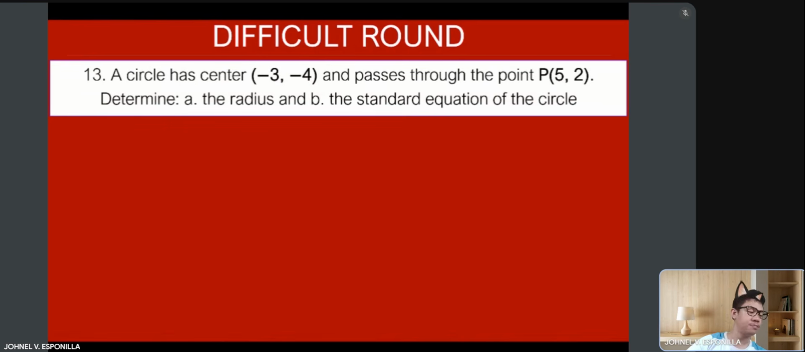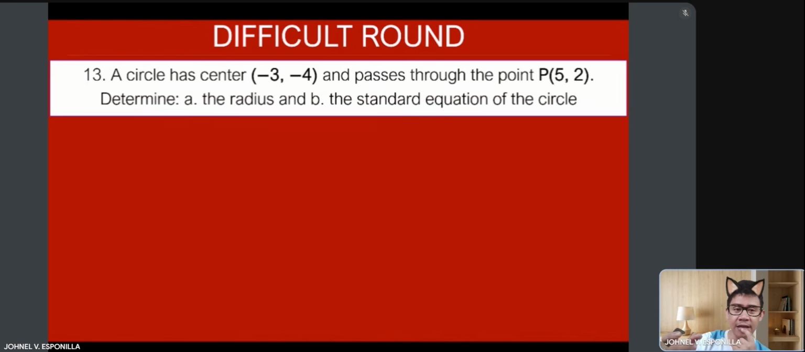13. A circle has center (-3, -4) and passes through the point P(5, 2). Let's find the radius and the standard equation of the circle. This is the same as in the easy problems earlier, number 1 or 2. So here, we will find the radius first.